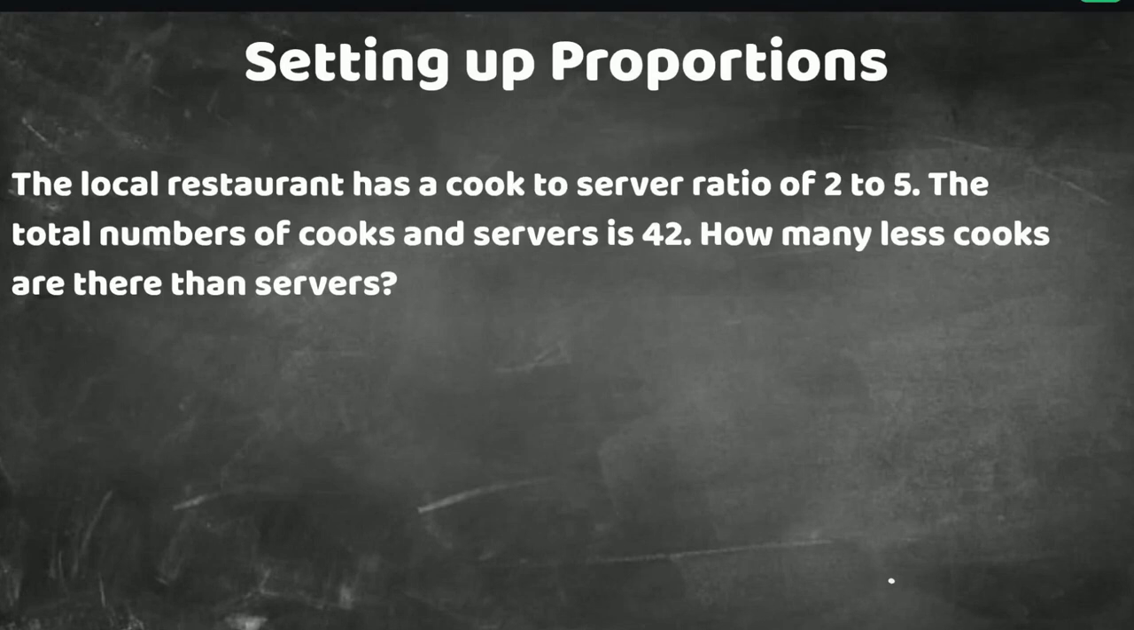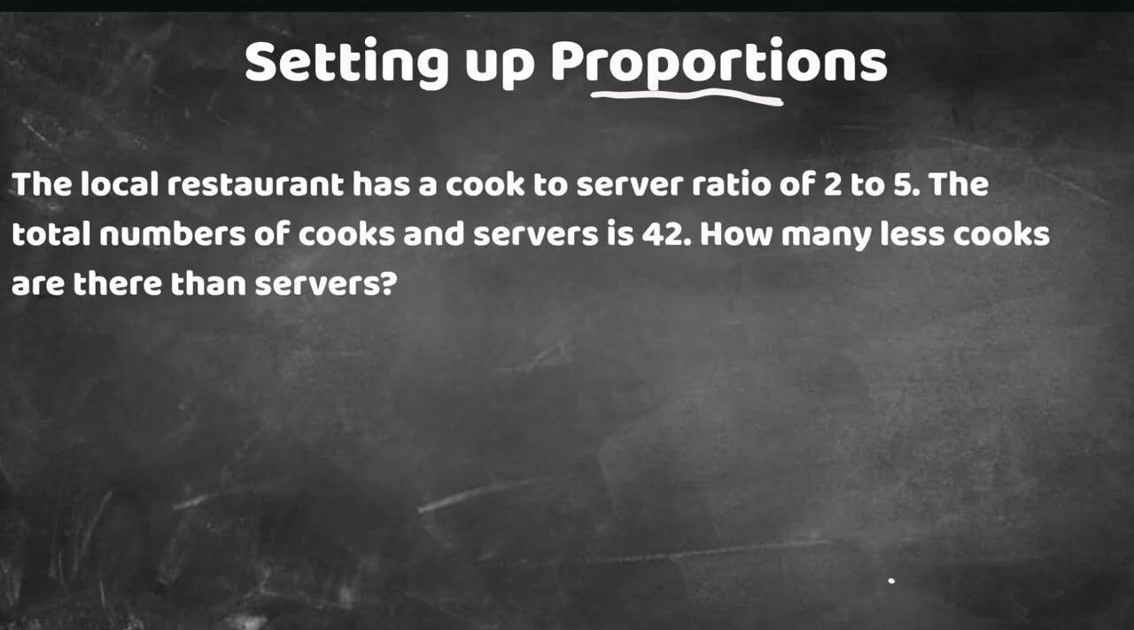In this video, let's go over how to set up proportions in order to solve word problems. And let's use this word problem as an example. It says the local restaurant has a cook-to-server ratio of 2 to 5. The total number of cooks and servers is 42. How many less cooks are there than servers?